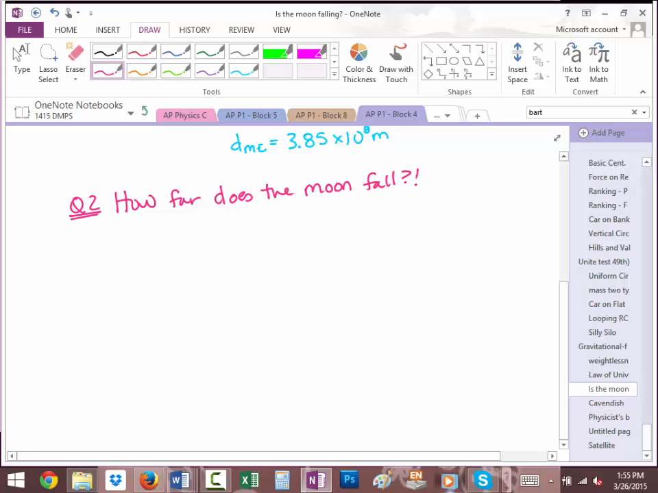How far is the moon going to fall? How am I going to figure this out? I can't use the equation that we were using before because I don't know a, right? Any idea how we might figure that out?